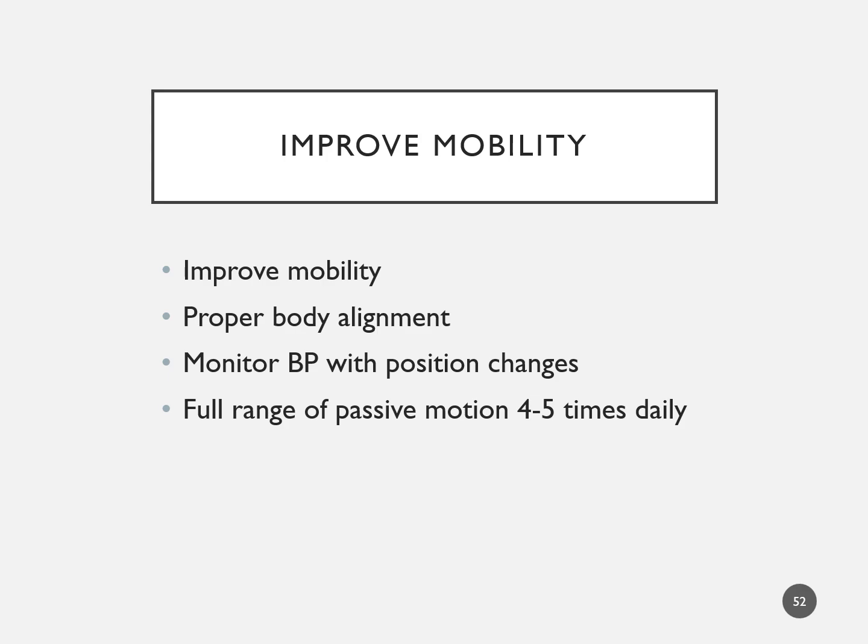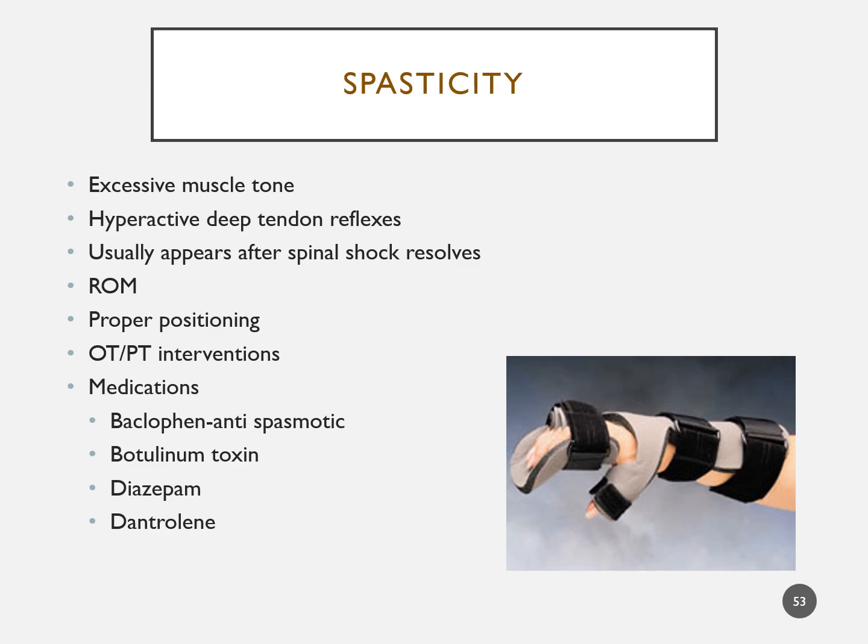spastic paralysis. So we talked about the spasticity. That's the increase in muscle tone. The patients may need, like you see here, the grip for the arm to keep everything in a nice alignment. They have hyperactive deep tendon reflexes. So this usually will show after the spinal shock resolves. So you may see this in your patient. Good range of motion, proper positioning.